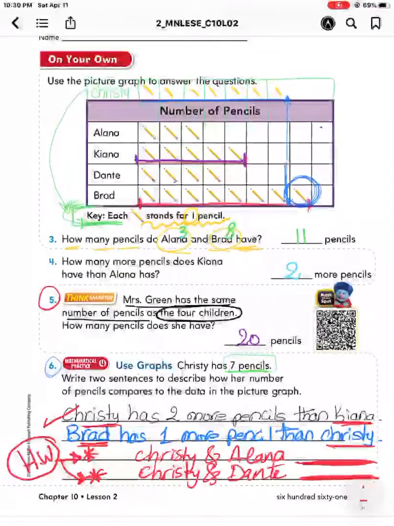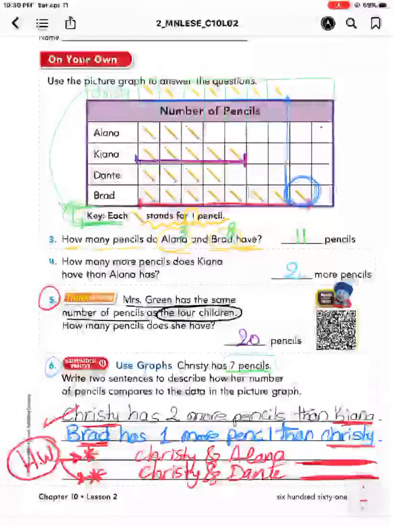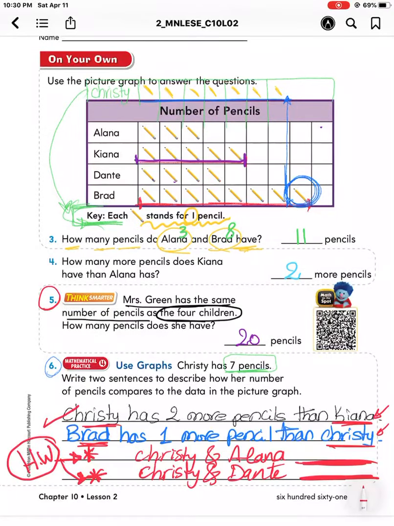Again, I want you to write 2 sentences to describe how the numbers of pencils for Christy compare to the data in the picture graph. So you are asked to write 2 sentences which are different from the sentences that I wrote. I will not accept that you will write the same 2 sentences. No, I want you to write 2 new sentences to compare between Christy's number of pencils to Alina and Christy to Dante.